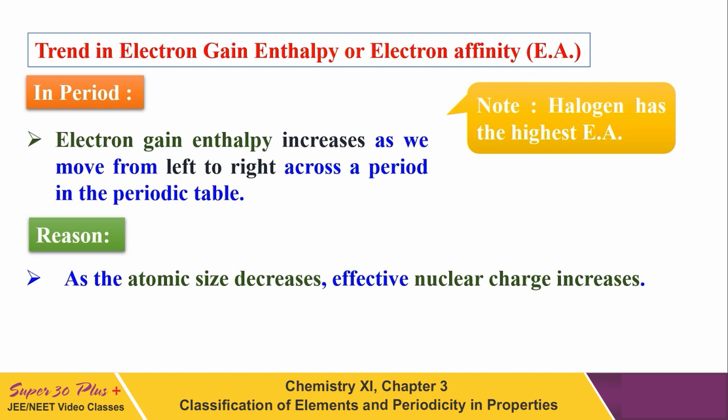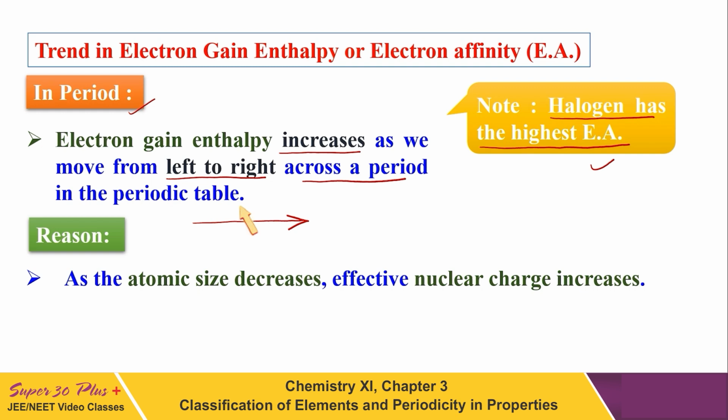Now, trend in the electron gain enthalpy or electron affinity. Students, you already know the meaning of trend. Trend means variation. So when you go left to right in the period or top to bottom in a group, what is the trend? What is the trend in the period? Electron gain enthalpy increases as we move from left to right across a period. And what comes at the end of the periodic table before the inert gases? Halogen. Now this explains why halogen has the highest electron affinity in the periodic table.